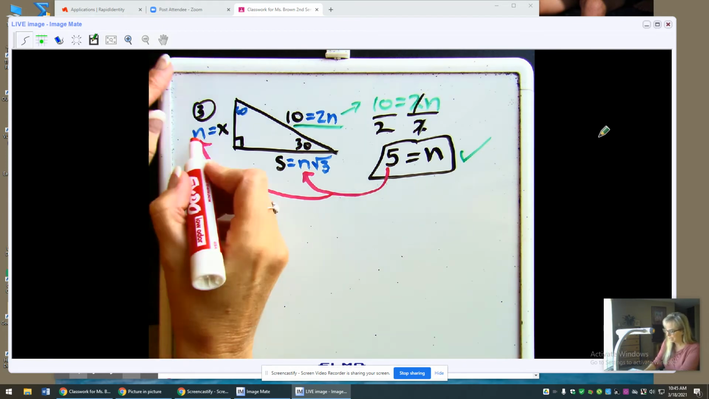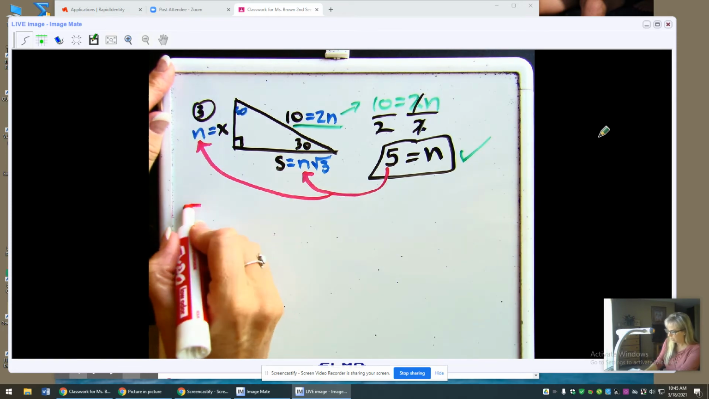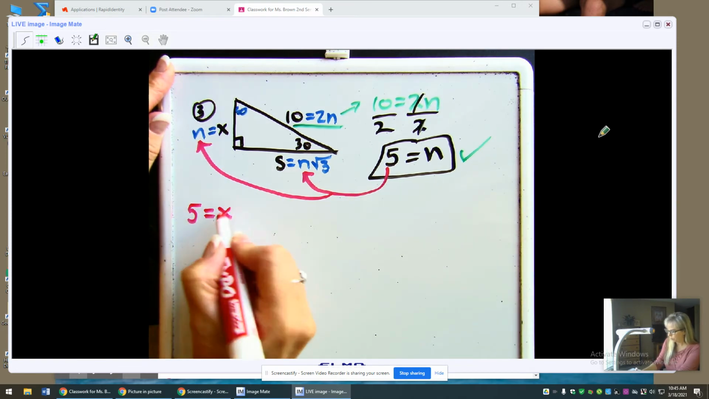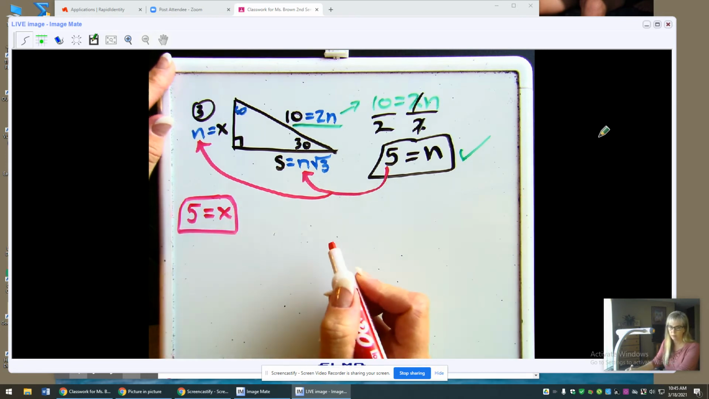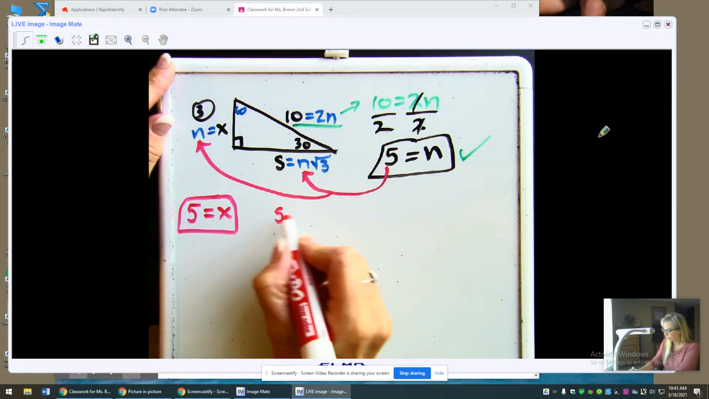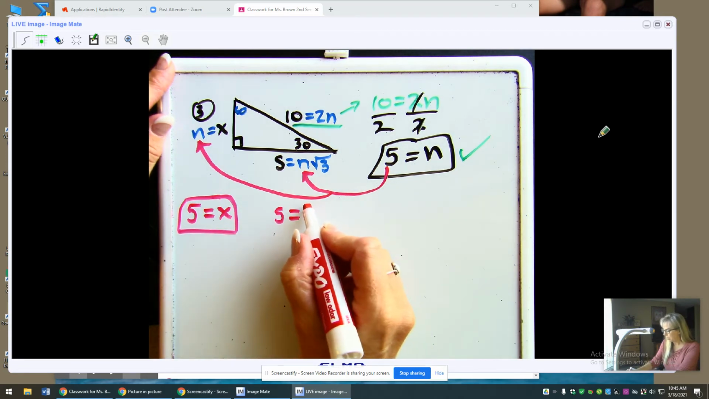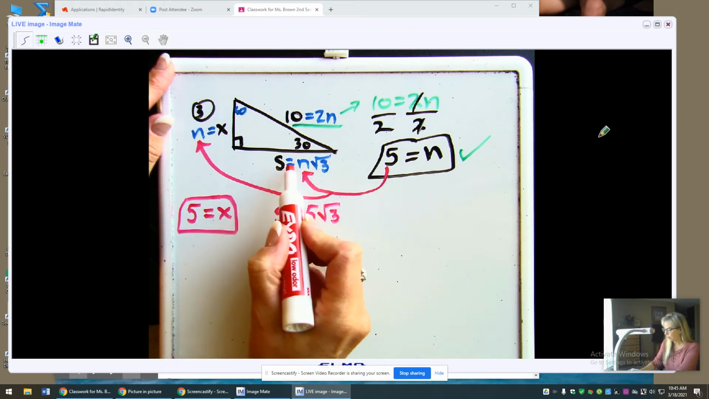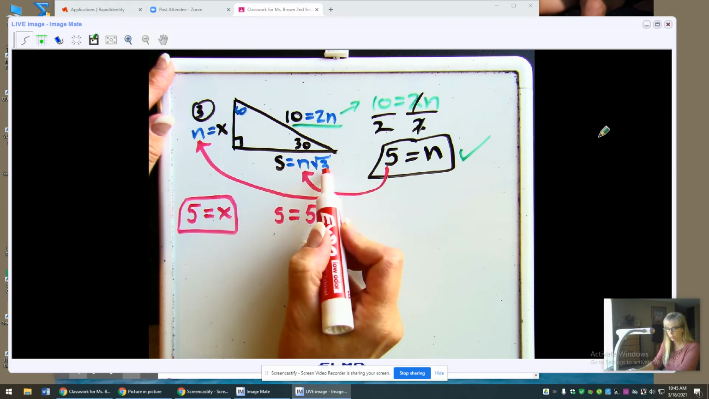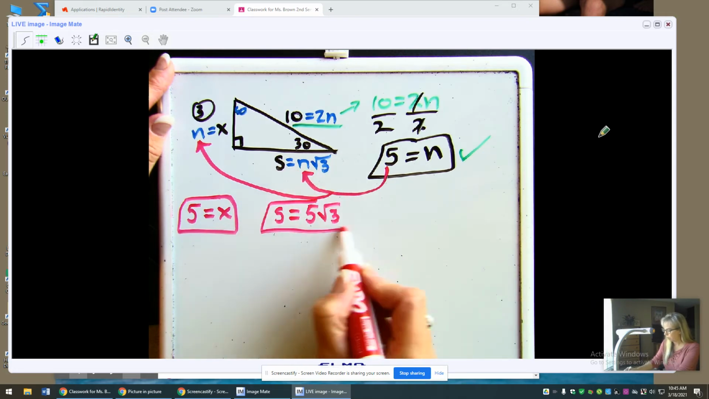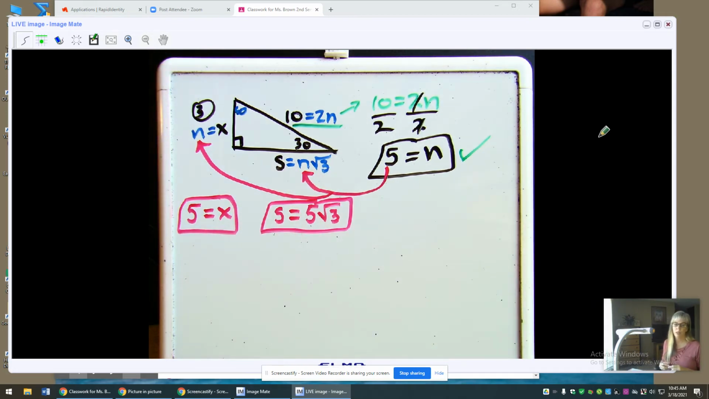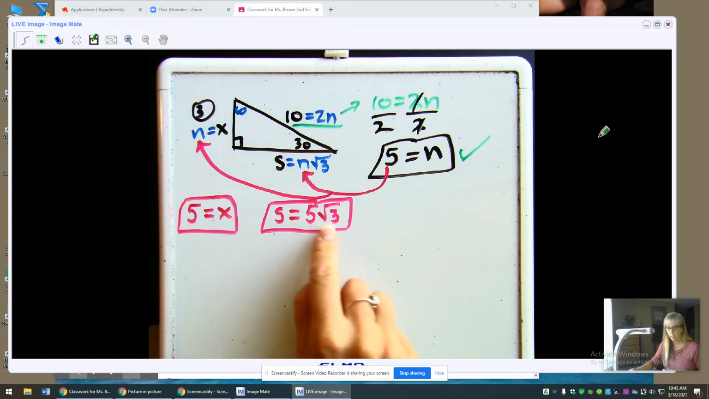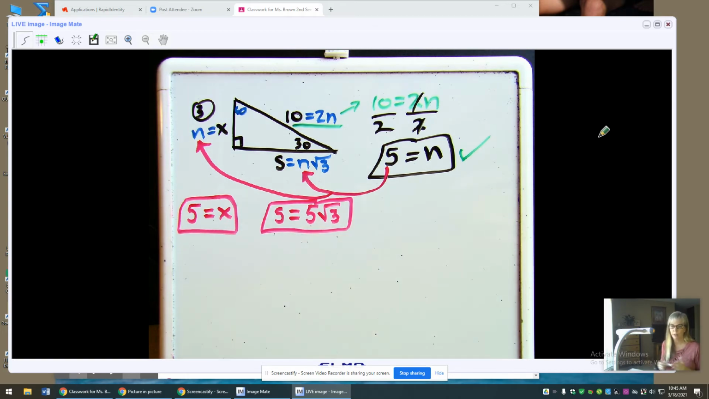So let's plug in n. N is 5. That equals x, so x is 5. The next one, s equals n, which is 5, times the square root of 3. That's what I wrote. If I needed to simplify those, I would, but I don't. We don't calculate the square root of 3. We just leave it 5 square root 3. Good stuff. Number 3 is done.